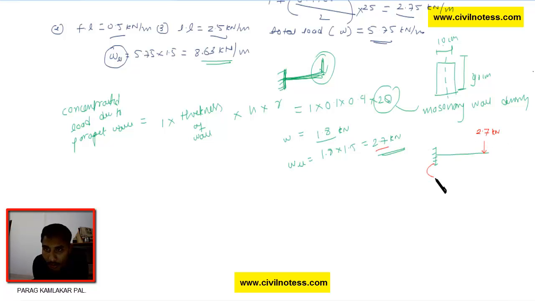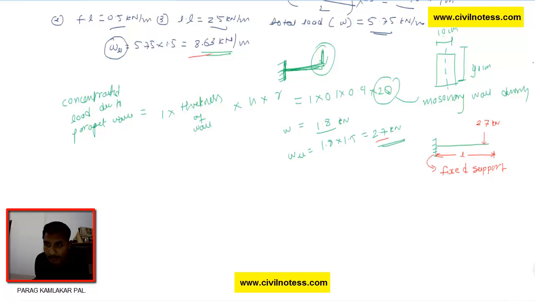This is the fixed support. This is the length L given to you. This is L, the total L. This is the effective L also. Now the total load, so we got the total load. This 8.63 is the factored load for our cantilever slab, and this is the point load we got.